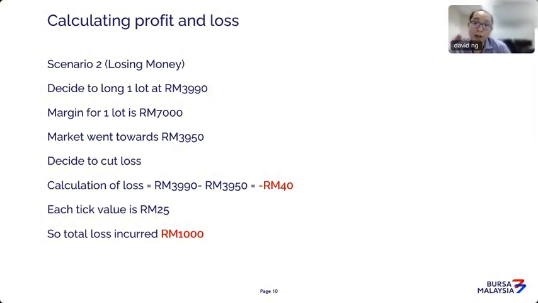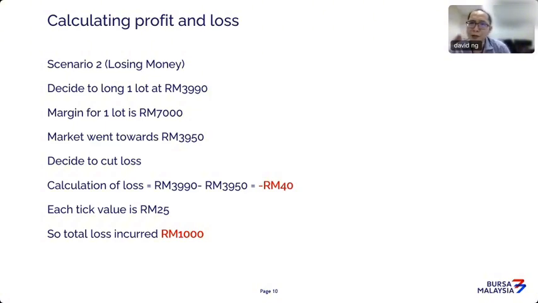So the way to calculate your loss is you take 39.90 minus 39.50, which is a 40 ringgit differential, or 40 ticks. You times it by the tick value of 25 ringgit, so that gives you a loss of 1,000 ringgit. Again, this will be measured against your margin. So you must have a sufficient margin buffer in your account to make sure that you don't get frequent margin calls. Your brokers will probably call you to encourage you to top up.